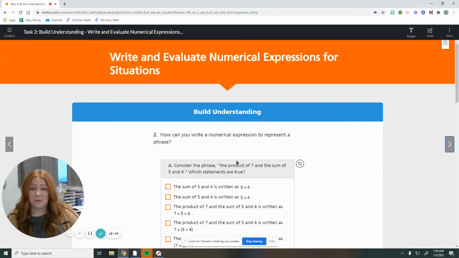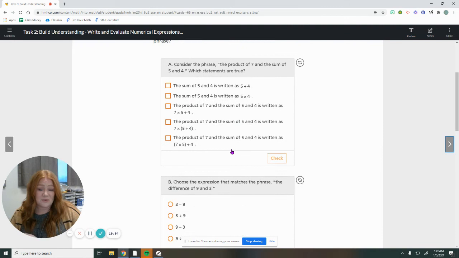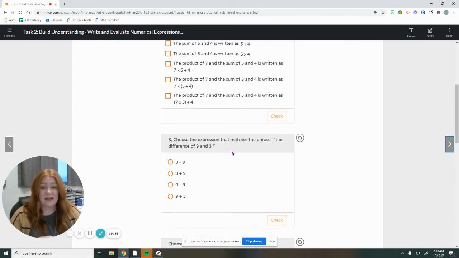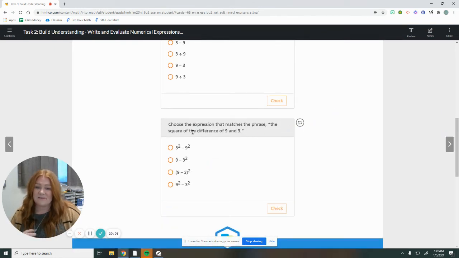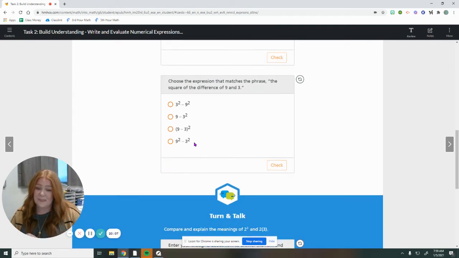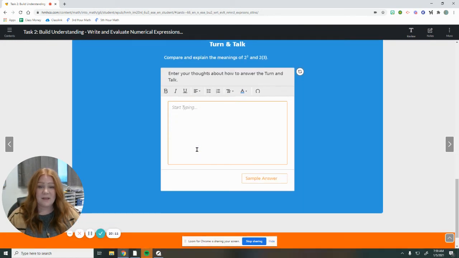Task 2 is going to tell us to think about this product of 7 and the sum of 5 and 4. So select all that are true there. Select an expression that matches the difference of 9 and 3. And then select the square of the difference of 9 and 3. So go ahead and try each of those and come back when you are ready to do task 3.